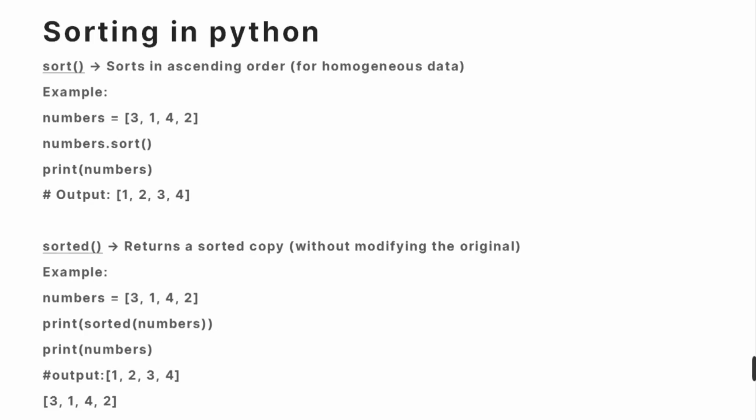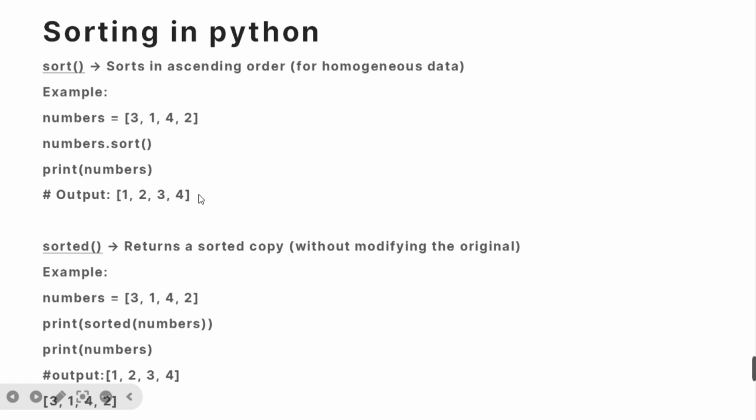Next, how can we sort this Python list? There are two methods, sort and sorted. Both are similar, only the object creation is different. We will see them one by one. Sort, by default, sorts in ascending order. If we want to sort the list in descending order, then we have to pass the parameter reverse equal to true. For example, here the numbers list consists of 3 1 4 2. It is in unsorted order. If you print numbers dot sort, it will print the list in sorted order, meaning 1 2 3 4.